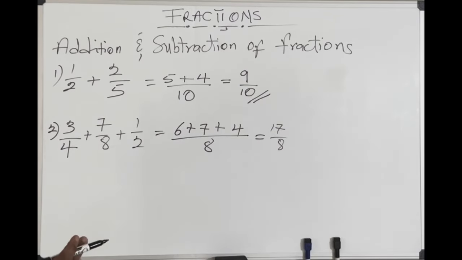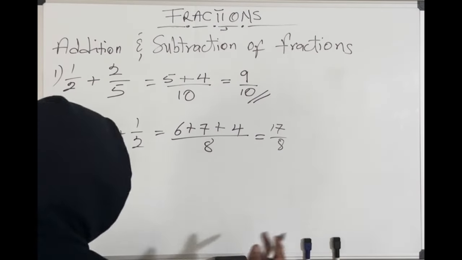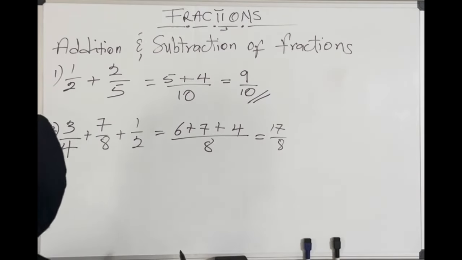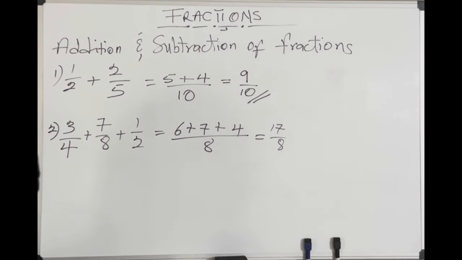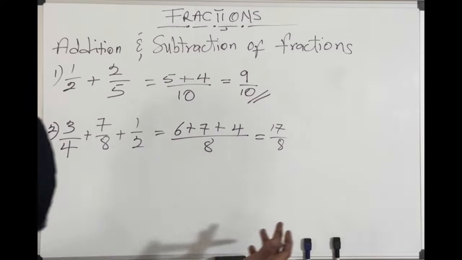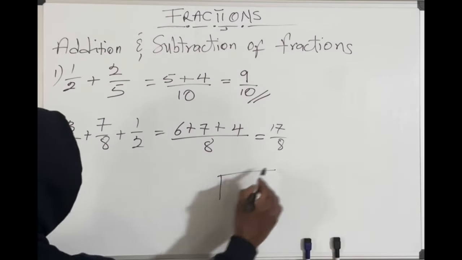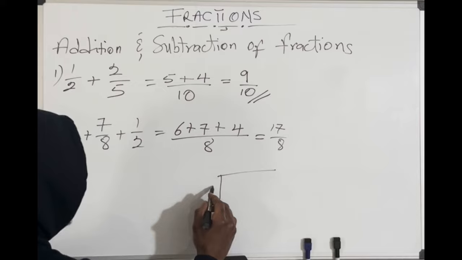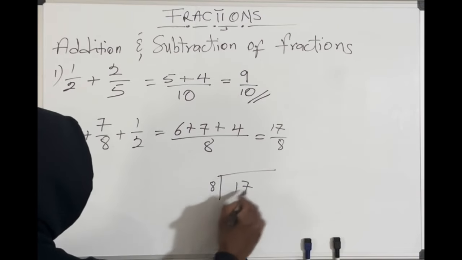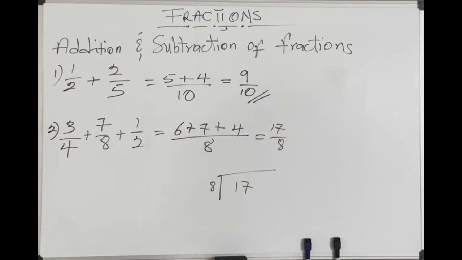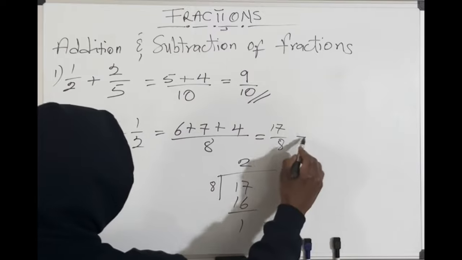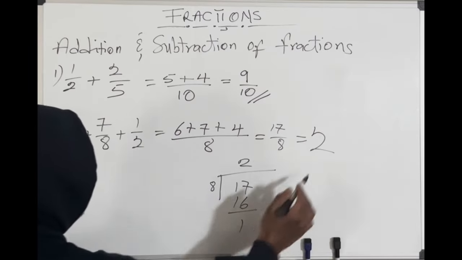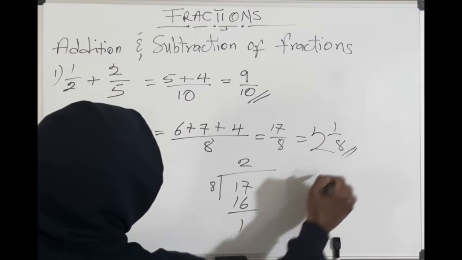So there, you can move on if you want to. If the question asks you to get the final answer as a mixed number, then you have to go through the long division. So 8 will come out and then 17. 8 times what number will give us 17? 8 twos are 16 and remainder 1. So 2 whole number, 1 over 8. Okay.